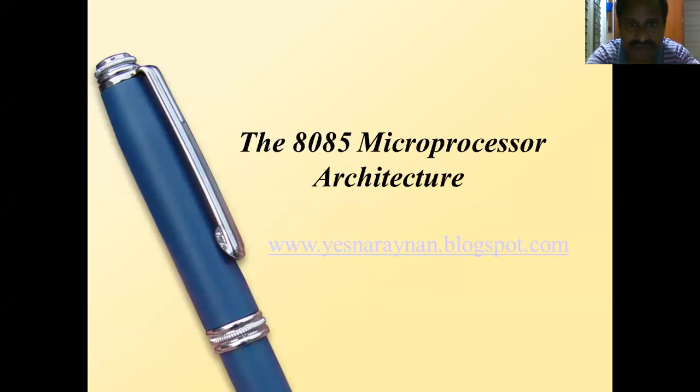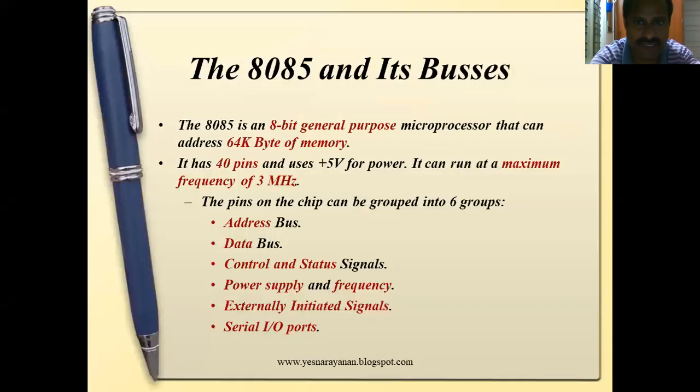The 8085 microprocessor architecture and its buses. The 8085 is an 8-bit general purpose microprocessor that can address 64 kilobyte of memory. It has 40 pins and uses plus 5 volts for power. It can run at a maximum frequency of 3 MHz.